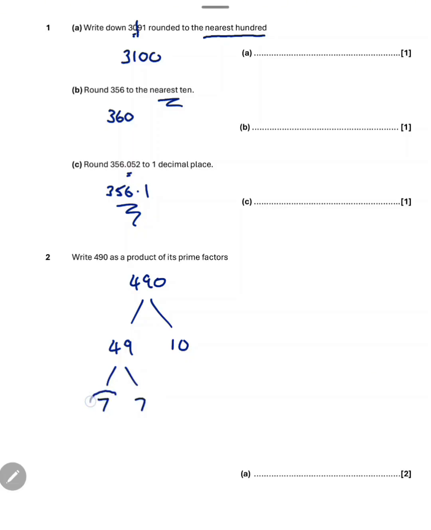7 sevens are 49 and they are both prime. What I mean by that, I can't divide any further. I'll just get 7 and 1, 7 and 1, 7 and 1. So stop there. 10 is not a prime number, so I can keep going. 10 is 2 times 5. 2 is prime. 5 is prime. They are all my prime factors.